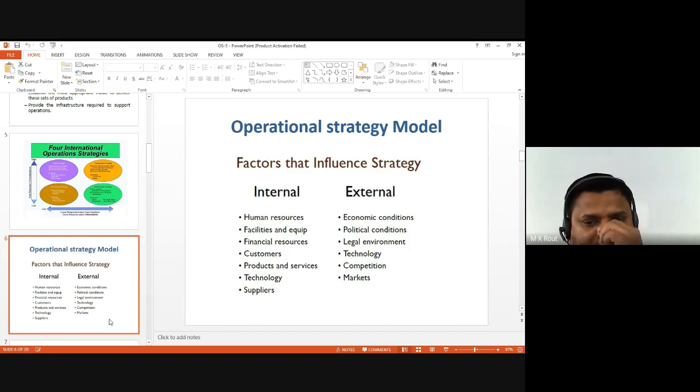If you think about the external point of view, the external factors which directly influence your operational strategy are: first, economic conditions. The next is political conditions. The third one is the legal environment. The next is technology, then competitiveness. And the last one is the market.